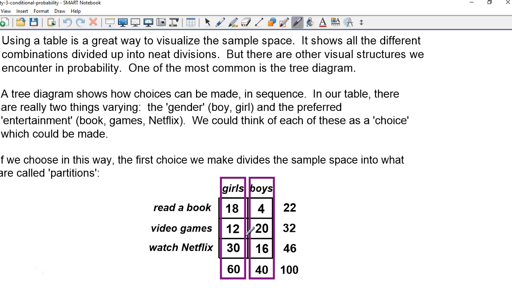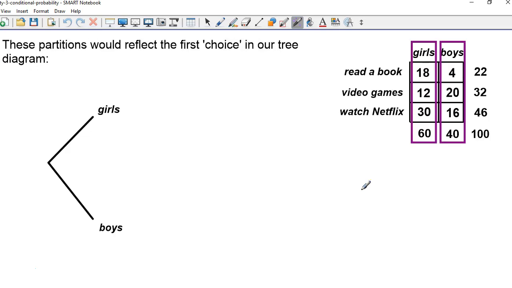Now when we divide the sample space into multiple things to cover all the outcomes, those things are called partitions. So let's just say we're going to make the choice of gender and use that to partition the sample space into genders. That means we would have a column for girls and a column for boys. If we were to make a tree diagram that represents that, it means that the first choice would be whether or not the student we select is a girl or a boy. So that will appear as branches in the first choice.